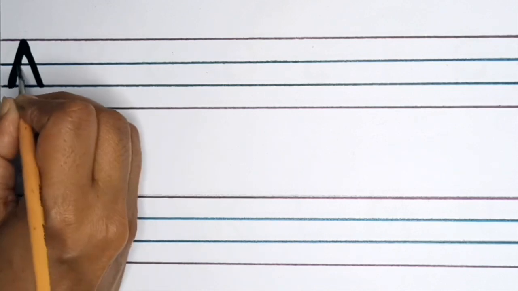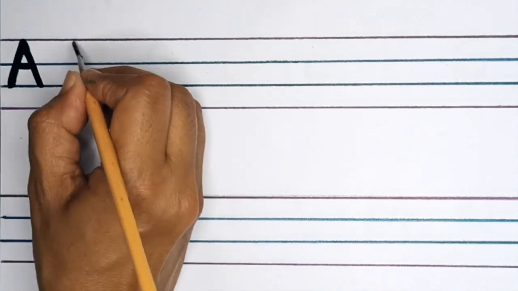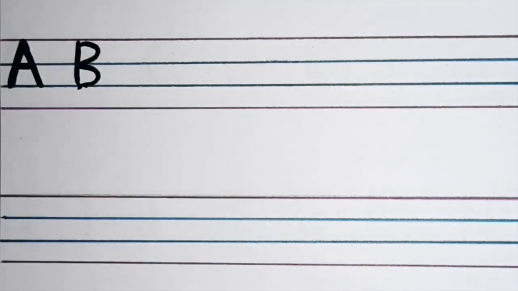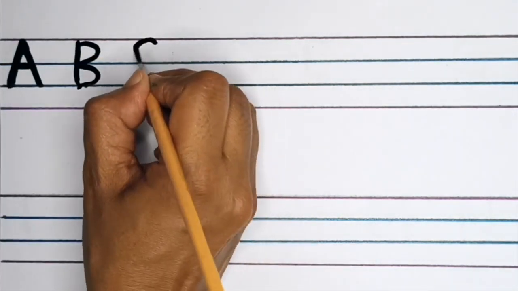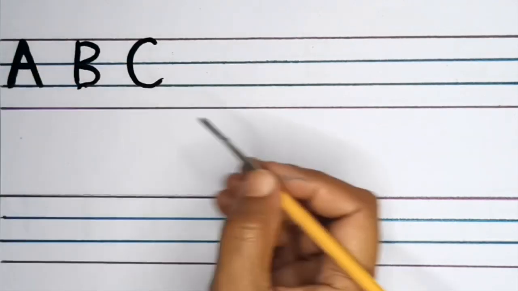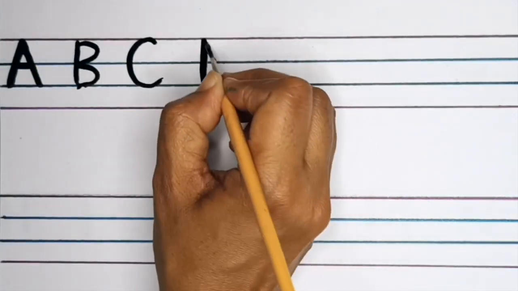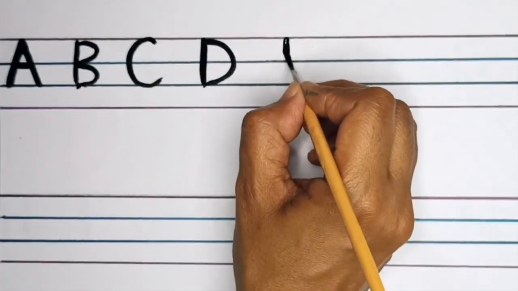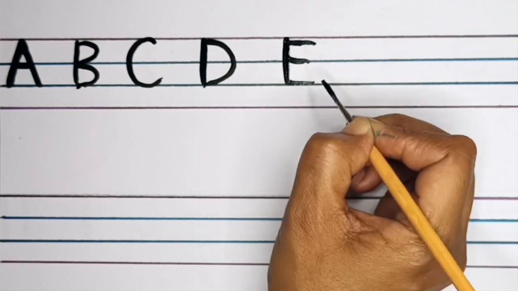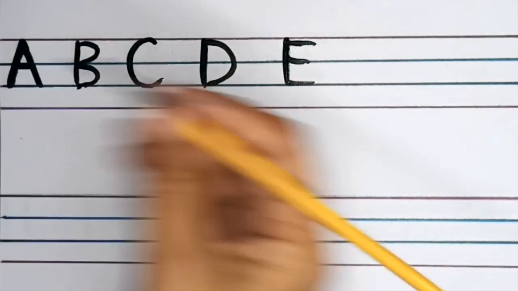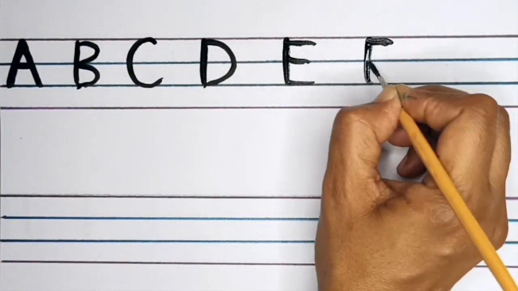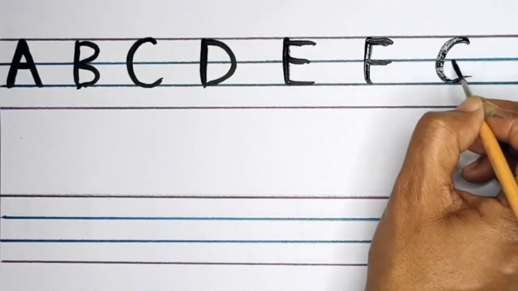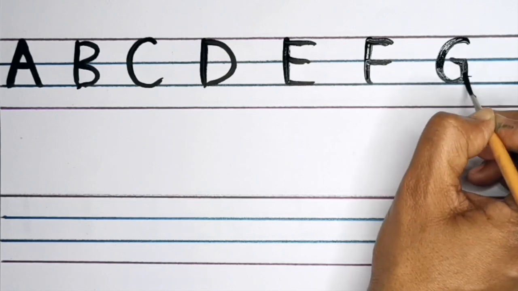A, A for apple. B, B for ball. C, C for cat. D, D for dog. E, E for elephant. F, F for fish. G, G for grapes.